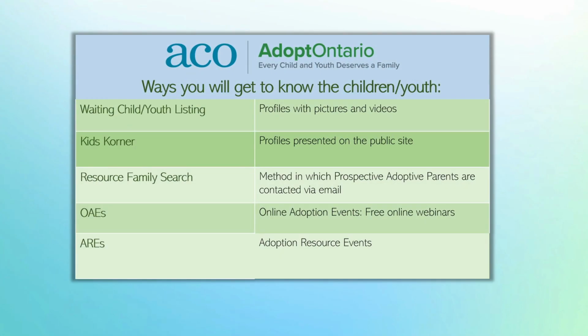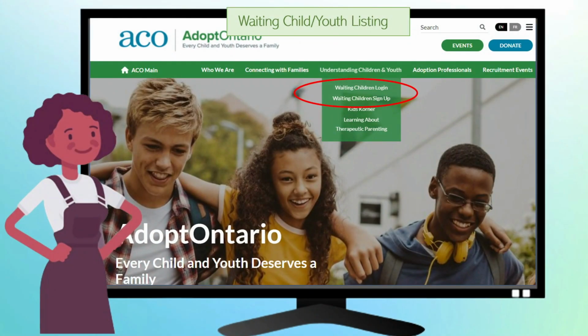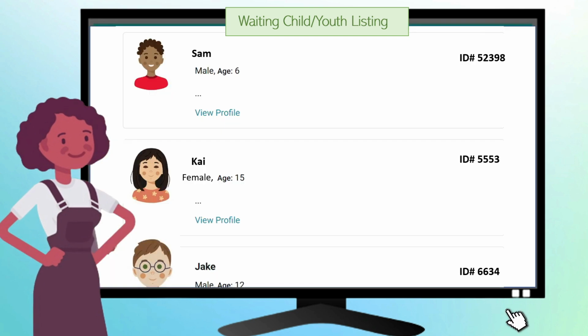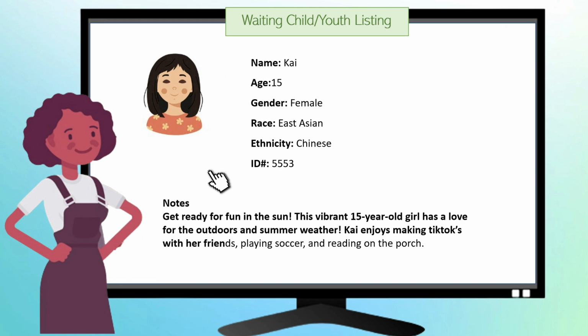Okay, so now that we have covered how to get registered on the data bank, let's take a look at our recruitment strategies. So here you can see the 5 main methods Adopt Ontario uses. Let's start with the waiting child and youth listing. Now, this can be found under the Understanding Children and Youth tab on the website. Here, you'll see a list of children and youth pseudonyms and their profiles, and you can click through each of them to read more. Now, the children and youth shown on the waiting listing are those who have consented to be. That means that the children and youth shown here are not all the children and youth who are working with Adopt Ontario, but rather are those who have agreed to this specific recruitment strategy.